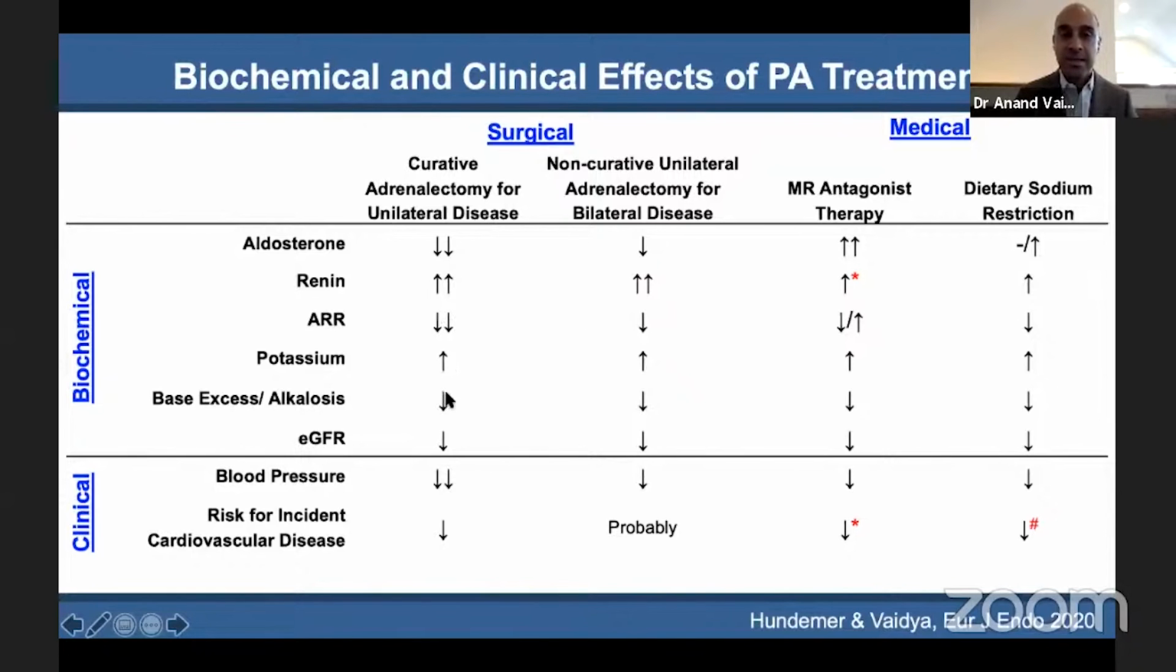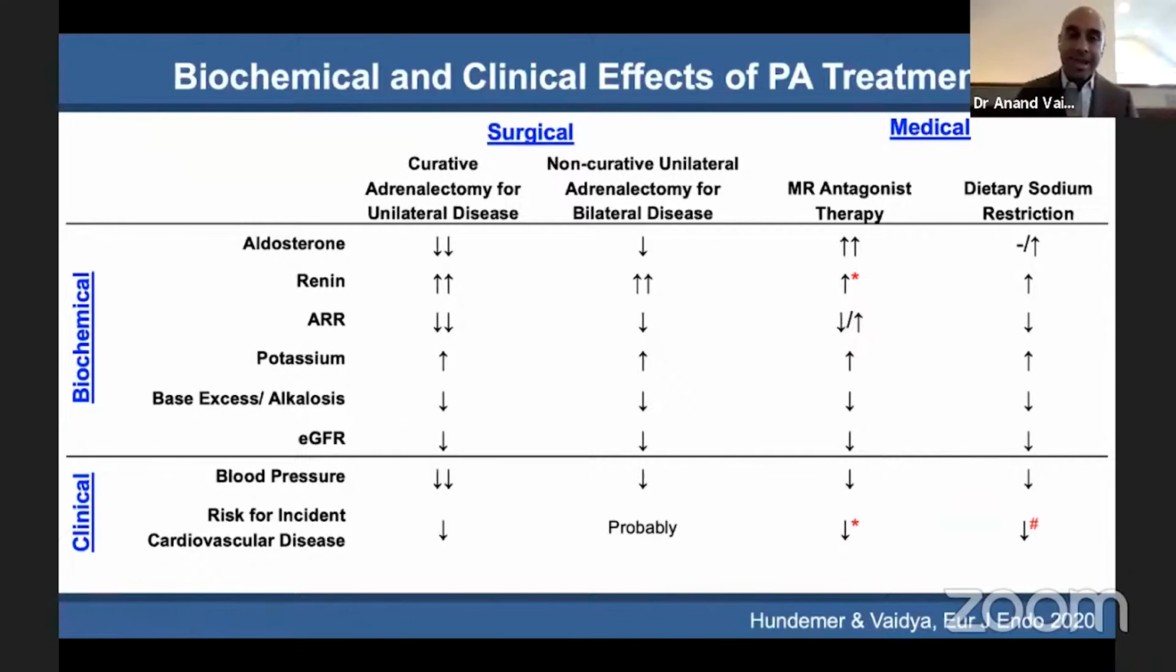They improve potassium, decrease alkalosis, they decrease hyperfiltration, and GFR goes down, blood pressure drops, and the risk for cardiovascular disease drops. Medical treatments, whether it's MR antagonists or dietary sodium restriction, they don't address the aldosterone problem. Actually, aldosterone even rises, but they raise renin by volume contraction such that the aldosterone to renin ratio declines. They also improve potassium, base excess, and GFR, and blood pressure, and are associated with cardiovascular risk reduction.